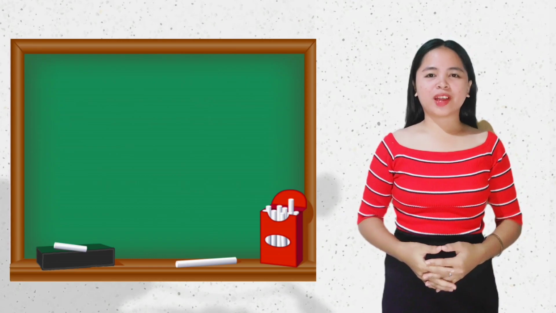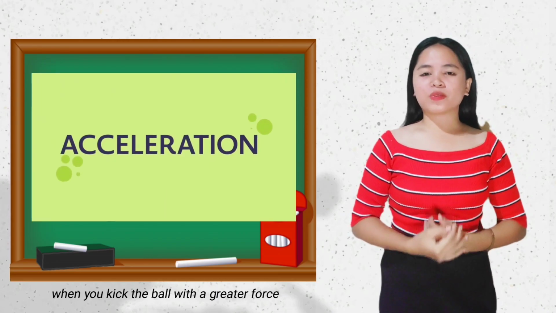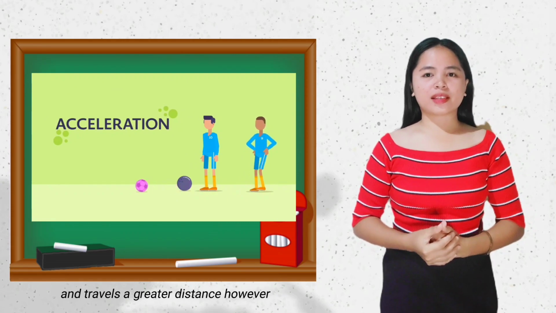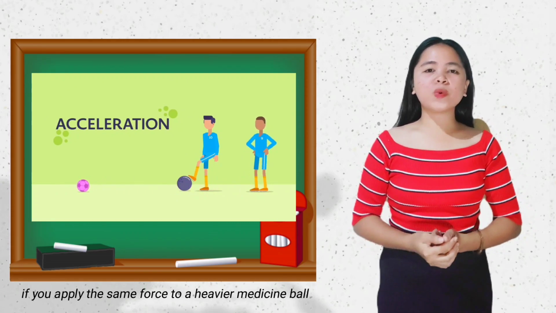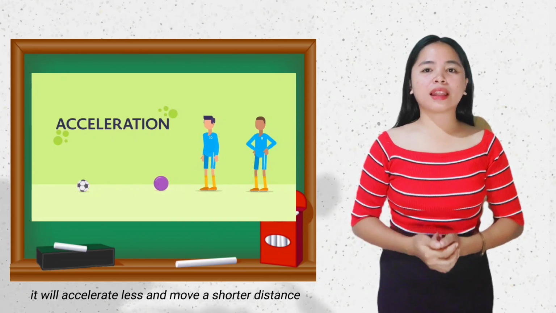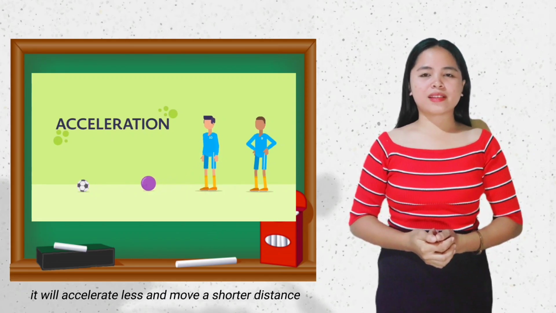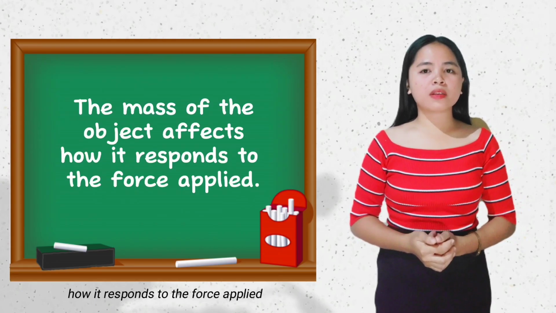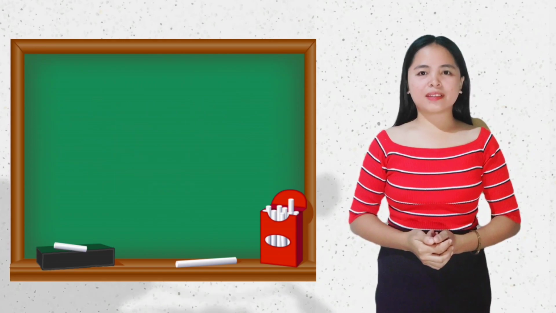Another example, when you kick the ball with a greater force, it accelerates more and travels a greater distance. However, if you apply the same force to a heavier medicine ball, it will accelerate less and move a shorter distance. The mass of the object affects how it responds to the force applied.